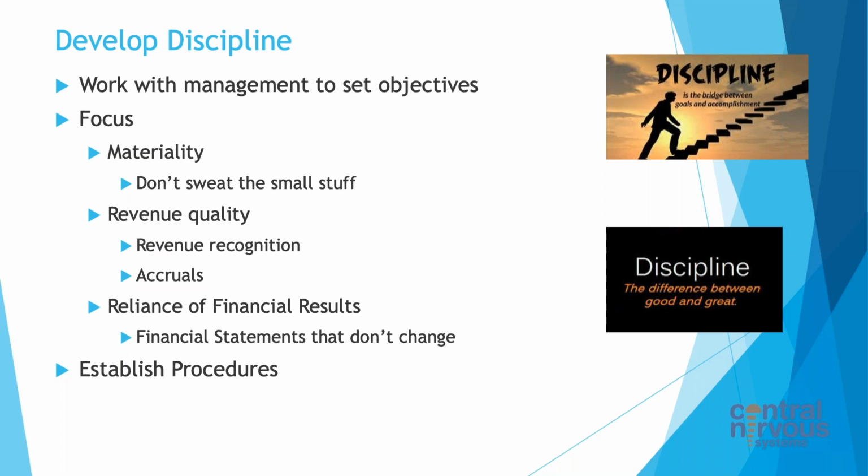Okay, so let's begin with, what is key to making month end successful? Well, that starts off with developing discipline. So need to work with the management team to set objectives. That is key. What are the objectives that we need to have? So what they require, when they're required, etc. And so working with them to develop that expectation is key to developing a plan and a schedule.